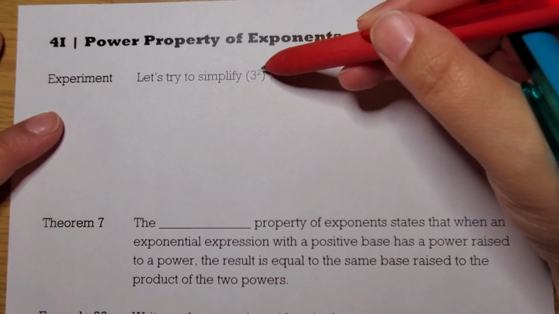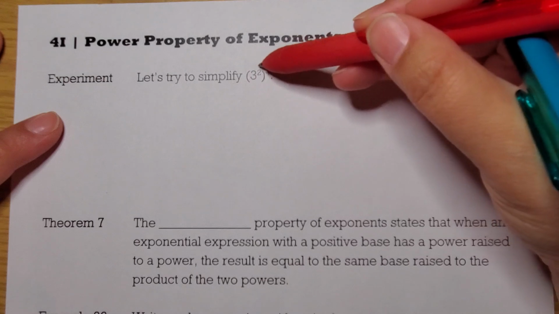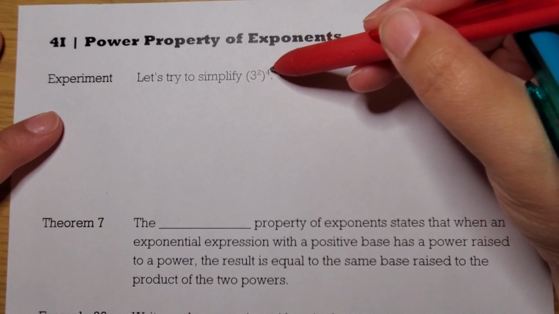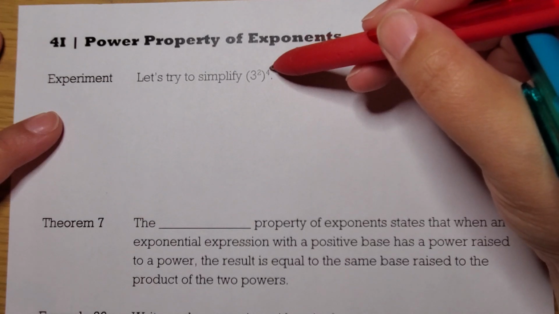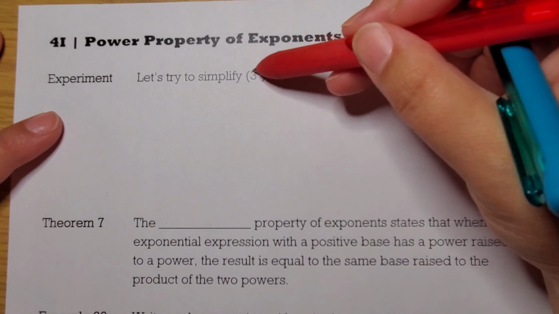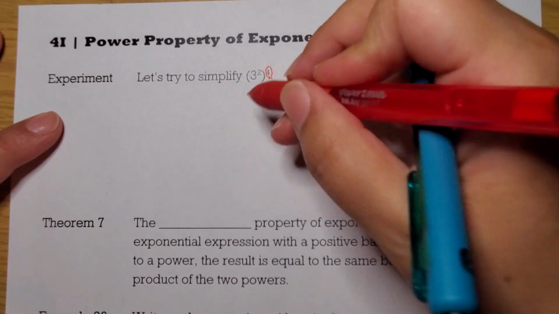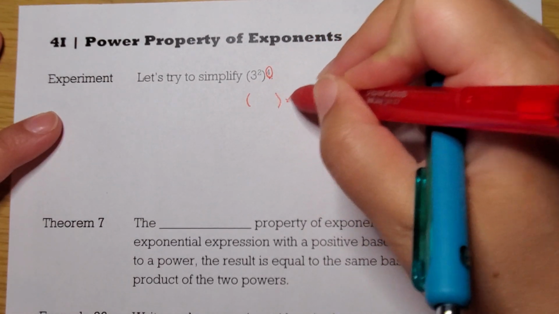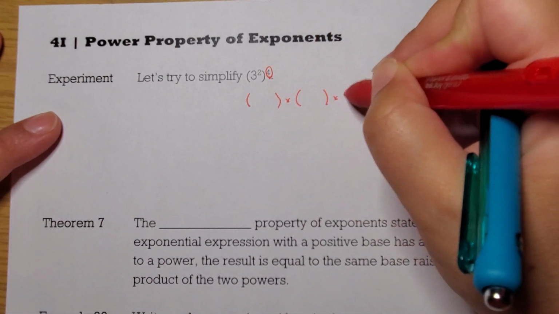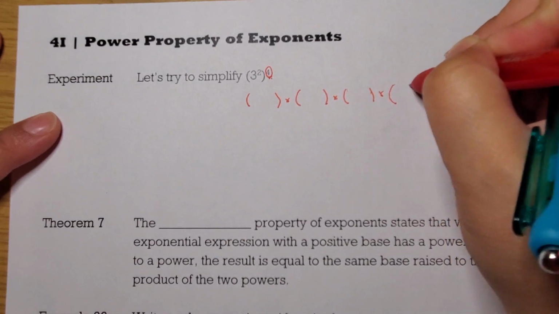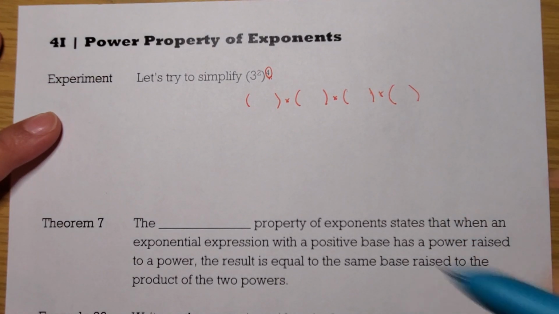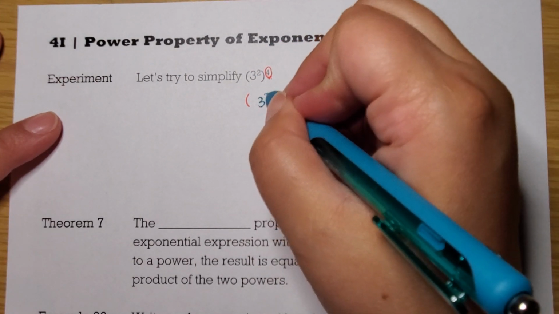Now, notice that this part is all in parentheses. That means we're going to take this whole chunk and raise it to the 4th power. In other words, we're going to take 4 copies of this piece that's in parentheses. So we need 4 of these being multiplied together. And on the inside, we have 3 squared.